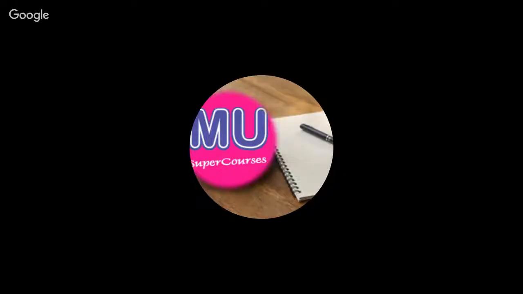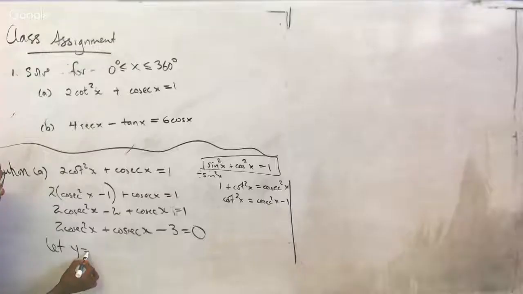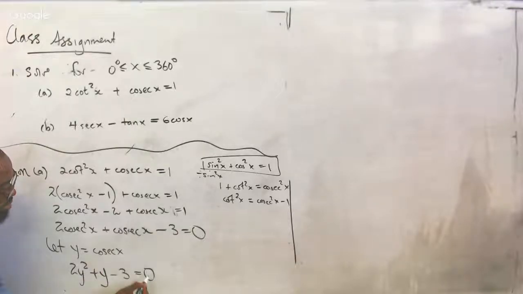Then I would realize that I can make a substitution of y equal to cosecant of x to get 2y squared plus y minus 3 equal to 0. Everybody follow that?